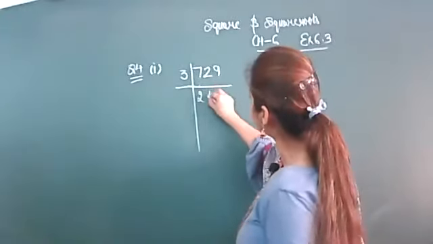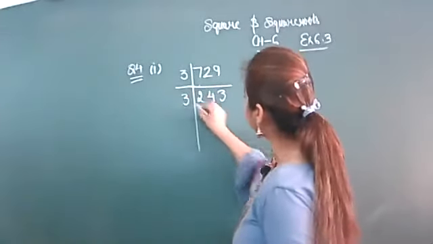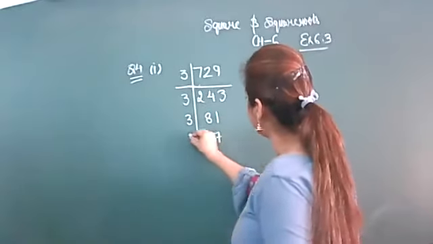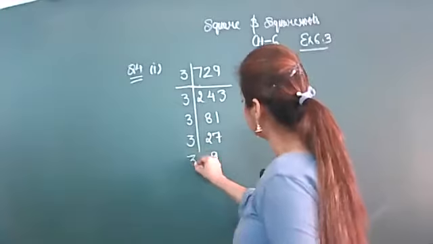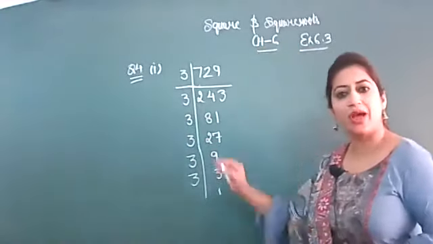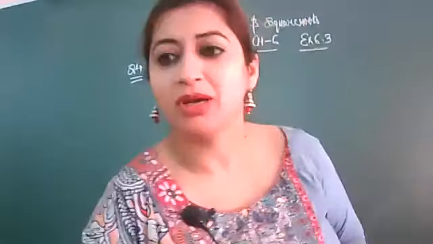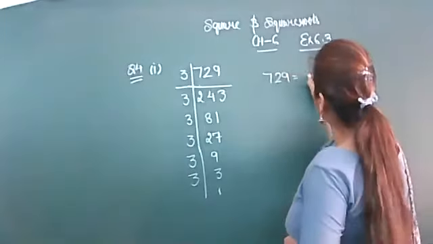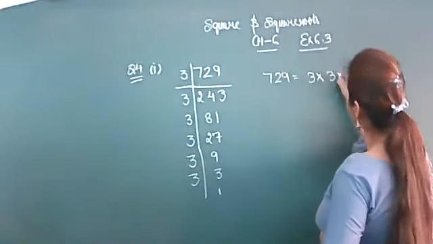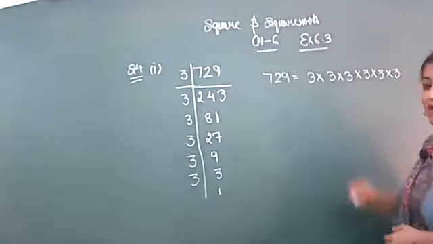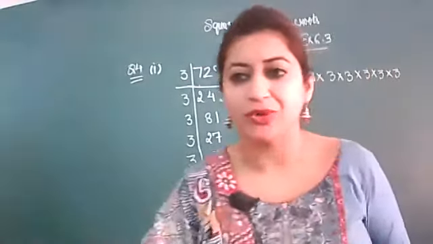3 2s are 6, 3 4s are 12, 3 3s are 9, 3 8s are 24, 3 1s are 3, 3 27s, 3 9s, 3 3s are 9, and 3 1s are 3. So I have written all the prime factors of this number. So 729 is equal to 3 into 3 into 3 into 3 into 3 into 3. So I have written all the factors of 729.